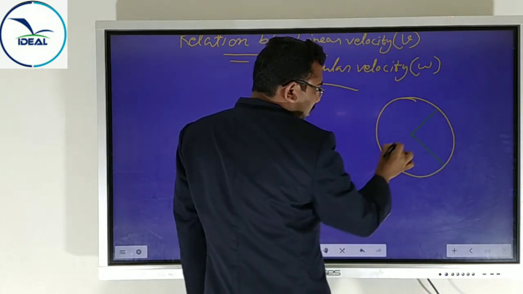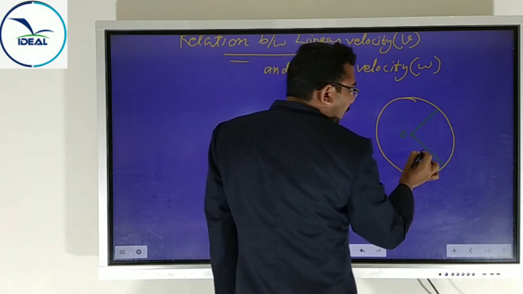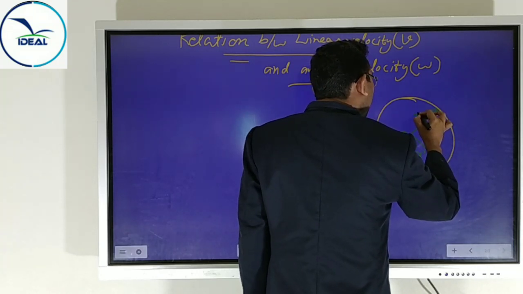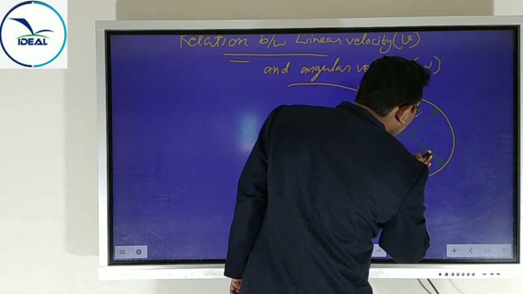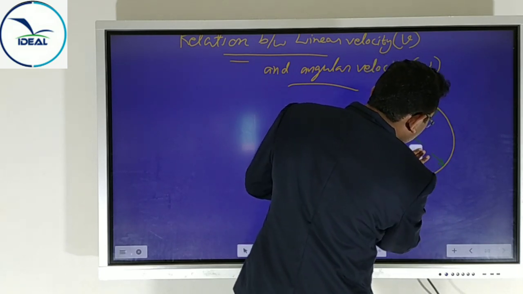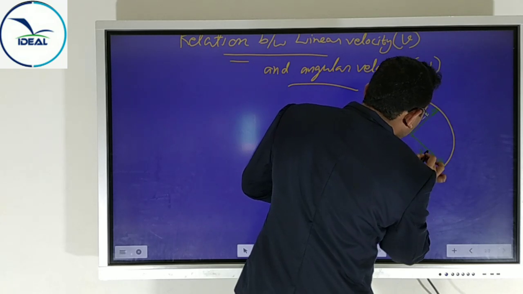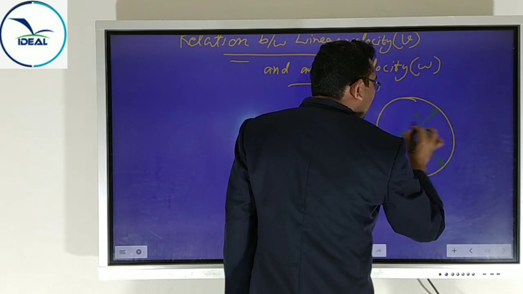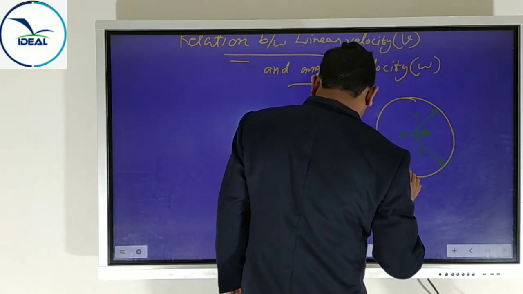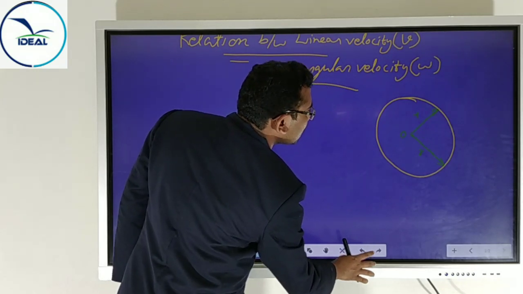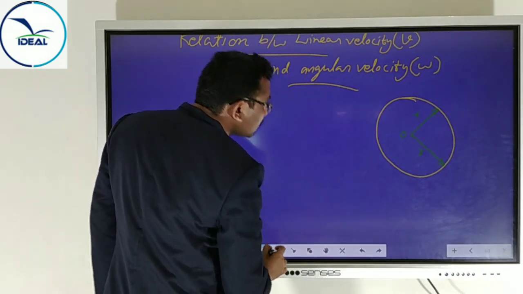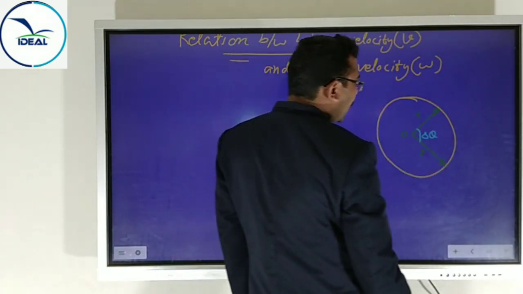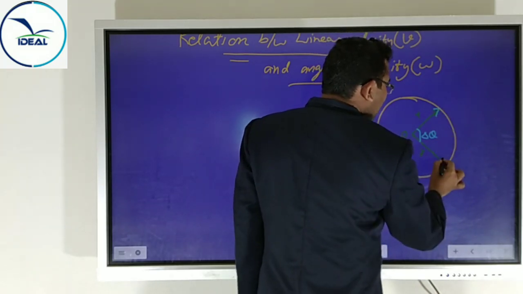Suppose a body in circular motion. This is the center represented as O, and this is radius vector r1, this is radius vector r2. Simply we can write the magnitude as r. This is the angular displacement delta theta.